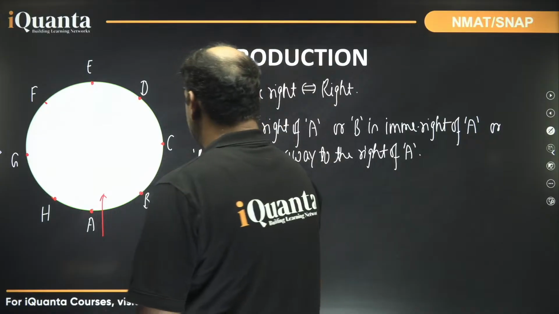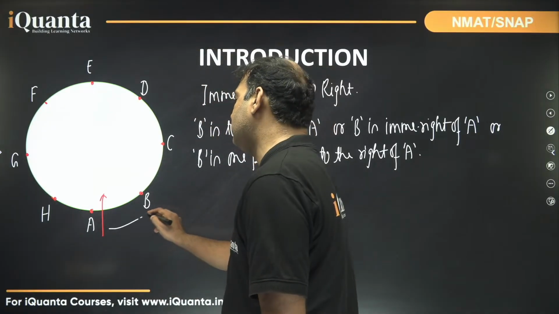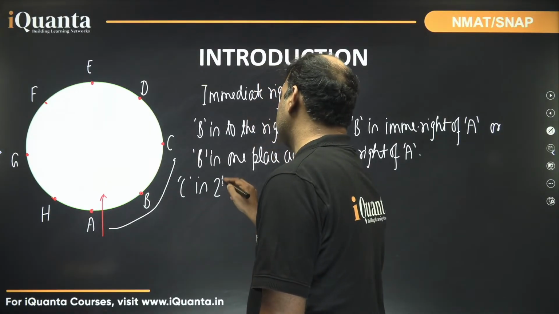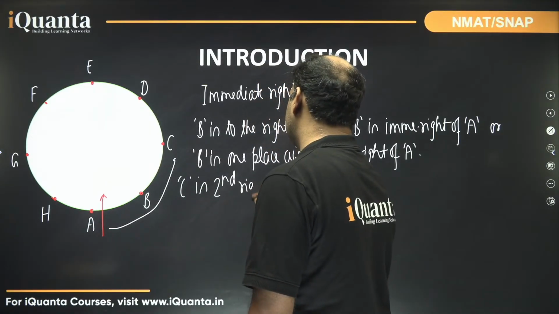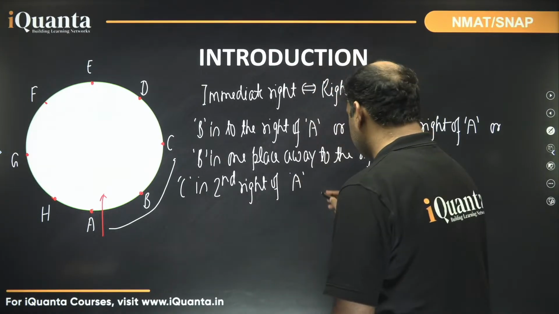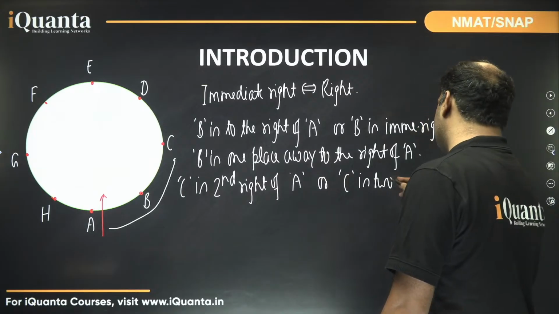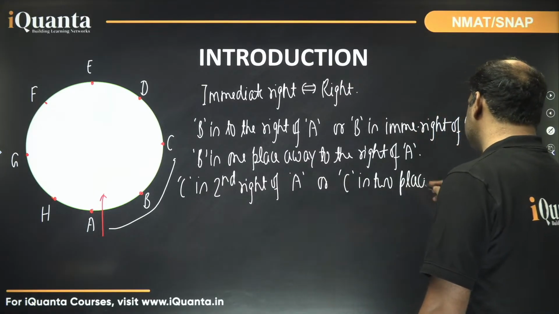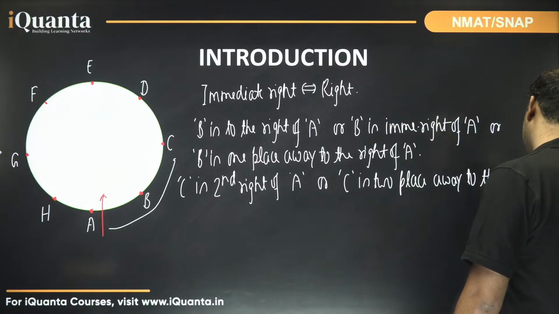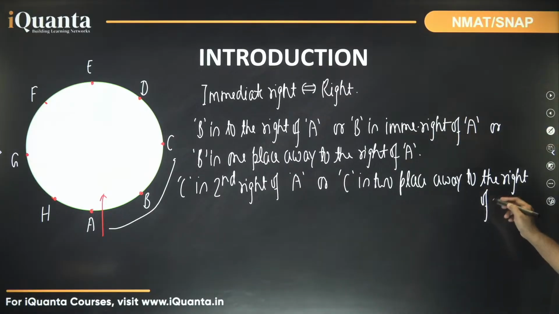Okay, now who is second right of A, guys? It's very simple. Second right of A has to be C, okay? So we can say that C is second right of A. All right, simple as this. C is second right of A. In fact, we can also write that C is two places away to the right of A. We can write in this particular way as well. C is two places away to the right of A.